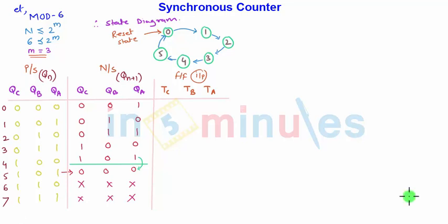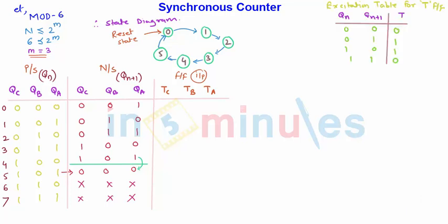Now we need to set the inputs to the flip-flops, and we are using the T flip-flop. To get the input to the flip-flop we need to excite the T flip-flop, so we require an excitation table for the T flip-flop. Here is the excitation table for the T flip-flop, with a combination of present state and next state, where Qn is the present state and Qn plus 1 is the next state. Depending upon the present state and next state combination, the input to the T flip-flop is decided.